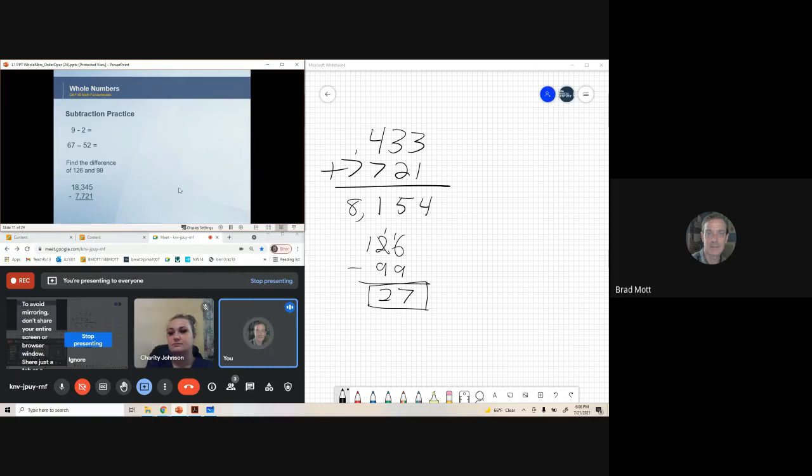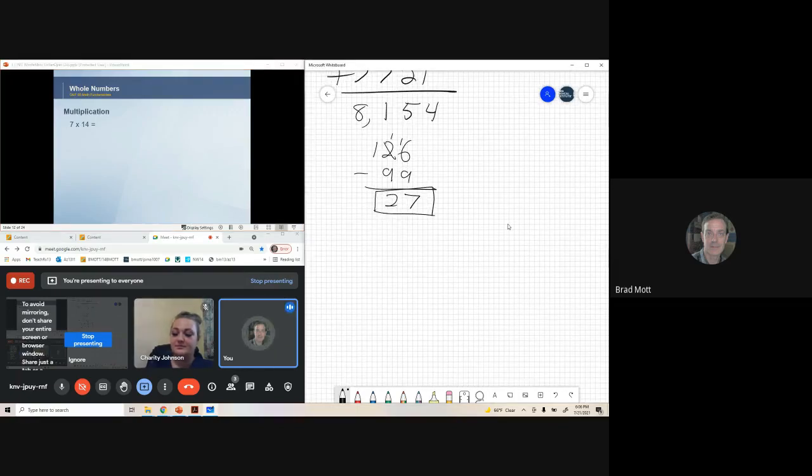And long subtraction, once again, is 18,345 minus 7,721. Okay, are you comfortable with long subtraction of whole numbers? Perfect. That would be just an example of that. So the third operator we'll look at is multiplication.